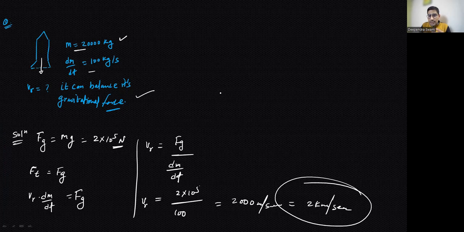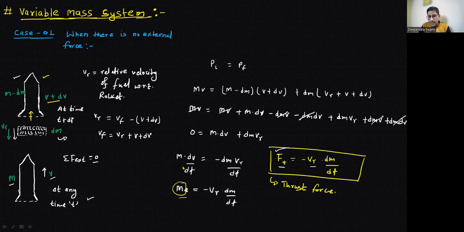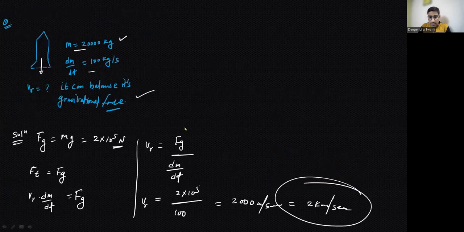Like this, we can do the calculation for these kinds of examples, and the next kind of example we are going to see in the next video. In this video we have covered how, for the variable mass system, we can calculate the thrust force, and even if we want to integrate, we can also calculate the velocity at any time t, which we are going to do in our next video.